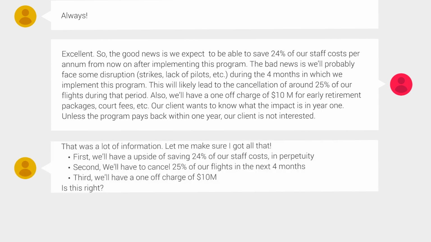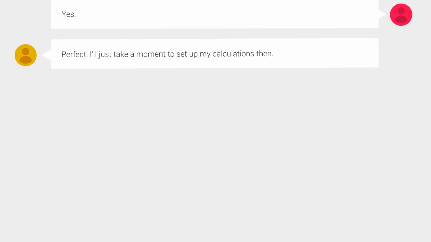That was a lot of information. Let me make sure I got all that. First, we'll have an upside of saving 24% of our staff cost in perpetuity. Second, we'll have to cancel 25% of our flights in the next 4 months. And third, we'll have a one-off charge of $10 million. Is this right? Yes. Perfect. I'll just take a moment to set up my calculations then.